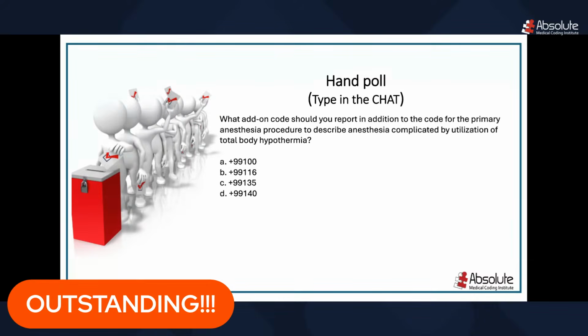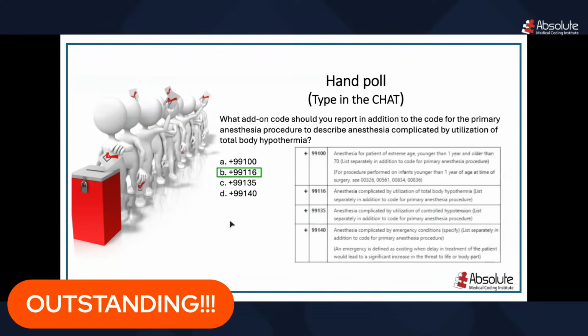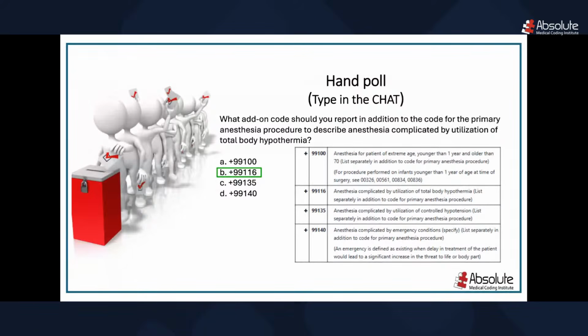Outstanding. Yes, outstanding. The correct answer is option B, 99116. That is for anesthesia complicated by utilization of total body hypothermia. Wonderful job. Wonderful job.